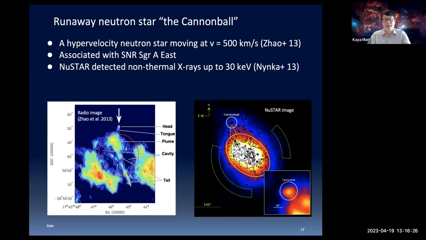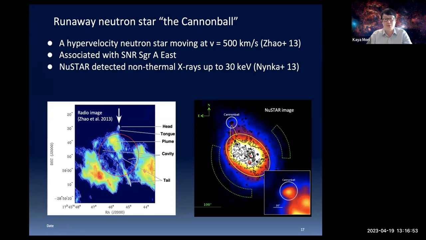The multi-epoch radio observations detected the proper motion of this neutron star. You can see it on the tip of this radio observation data. It was done by Zhao et al. 2013. And if you track back this motion, it goes back to the Sagittarius A East SNR. So it's associated with Sag A East.